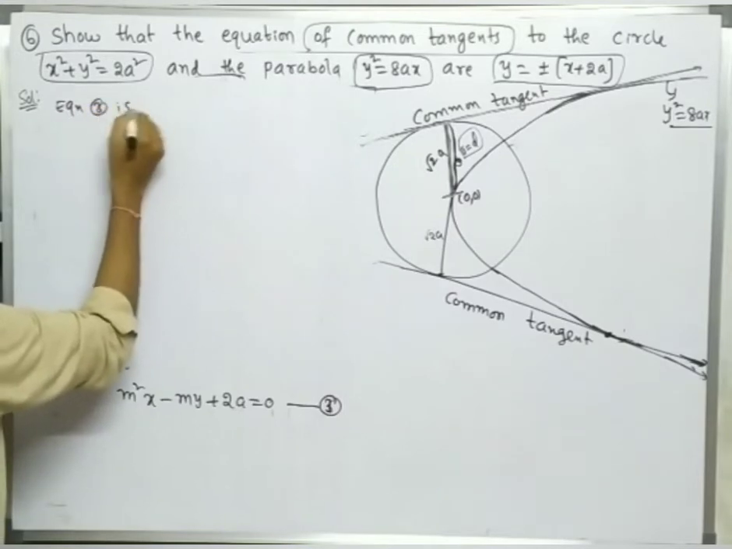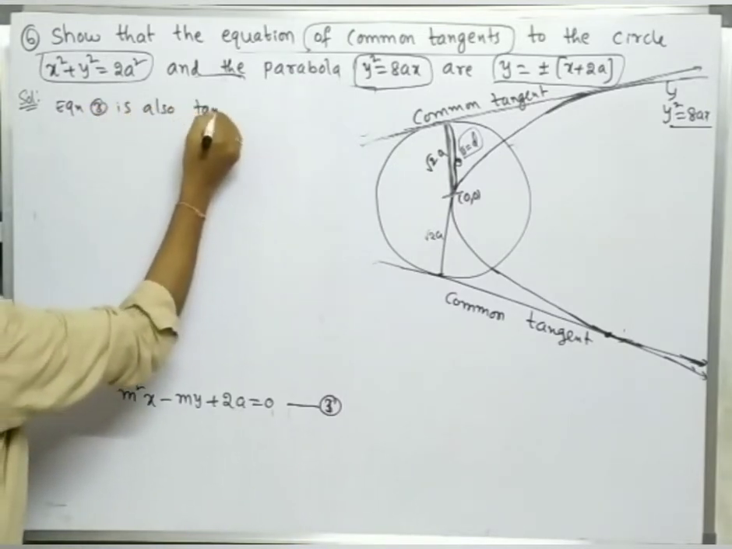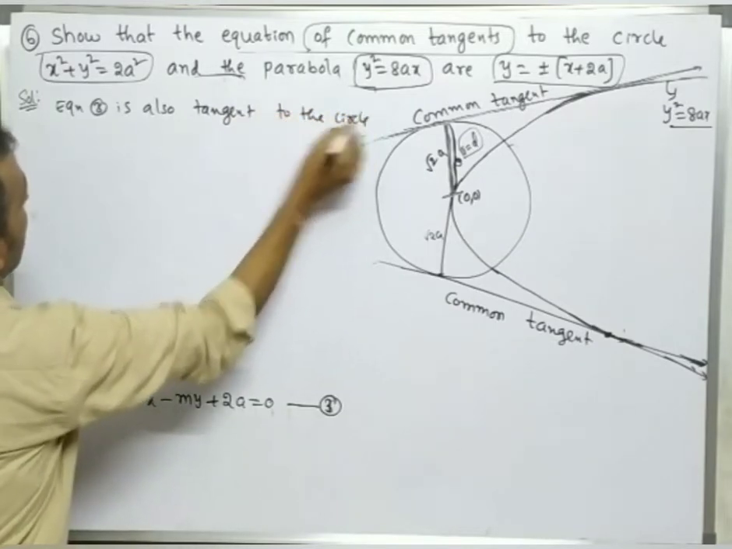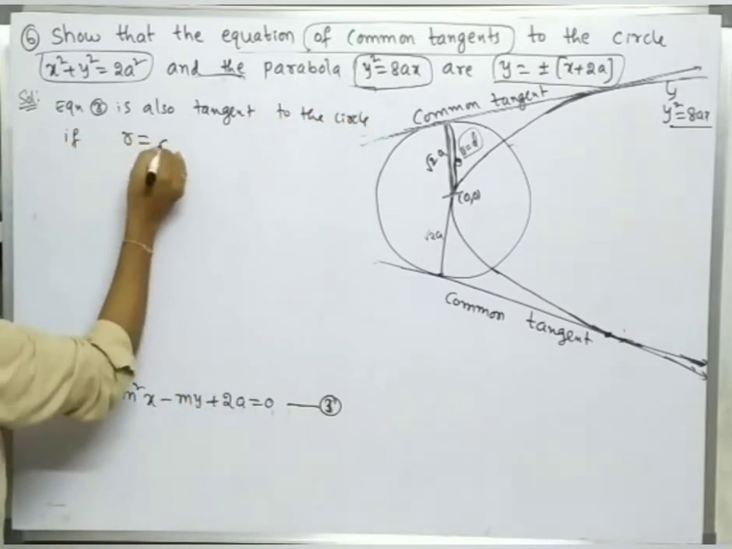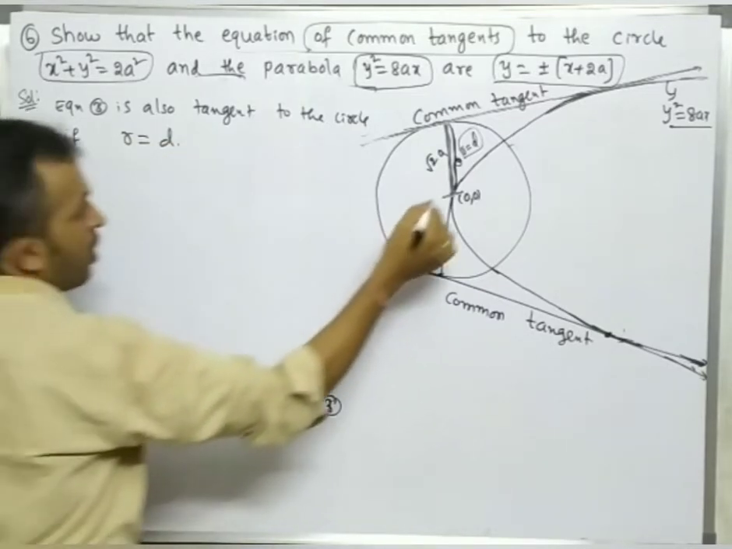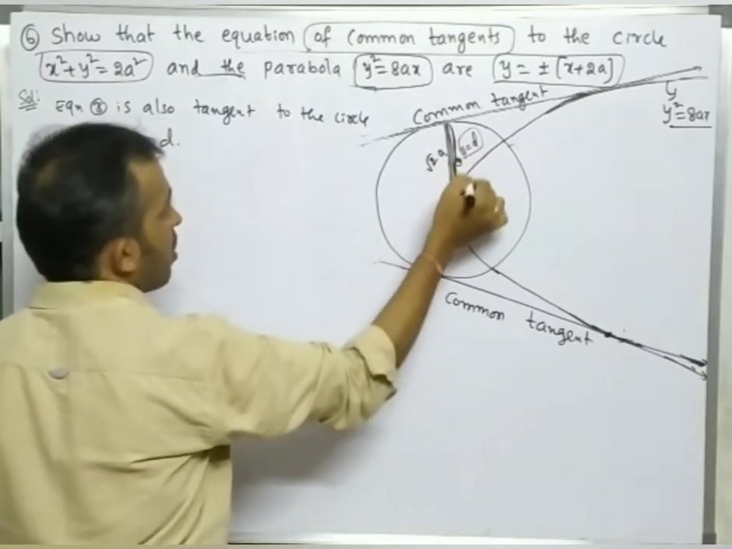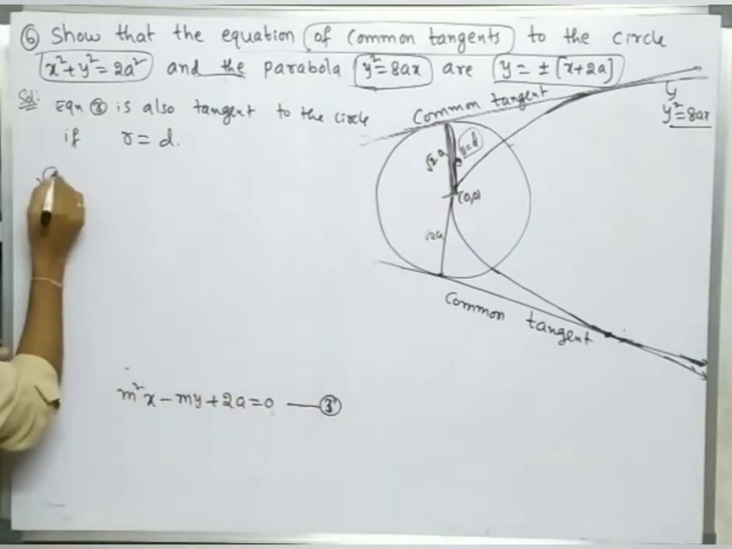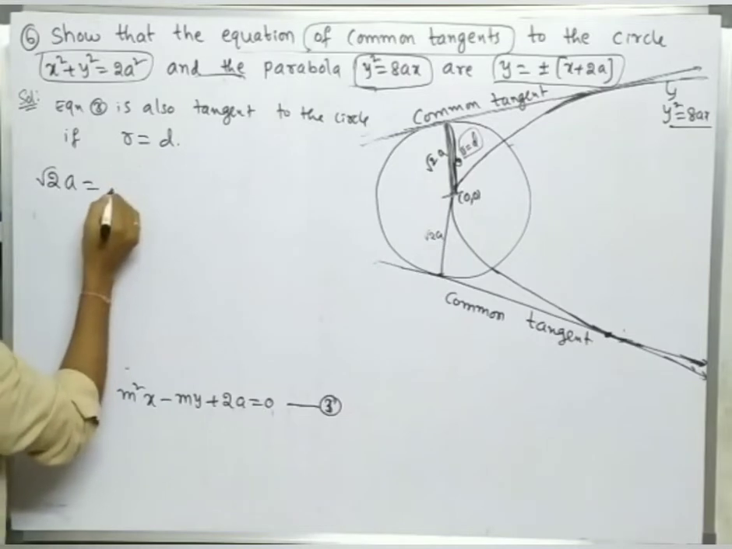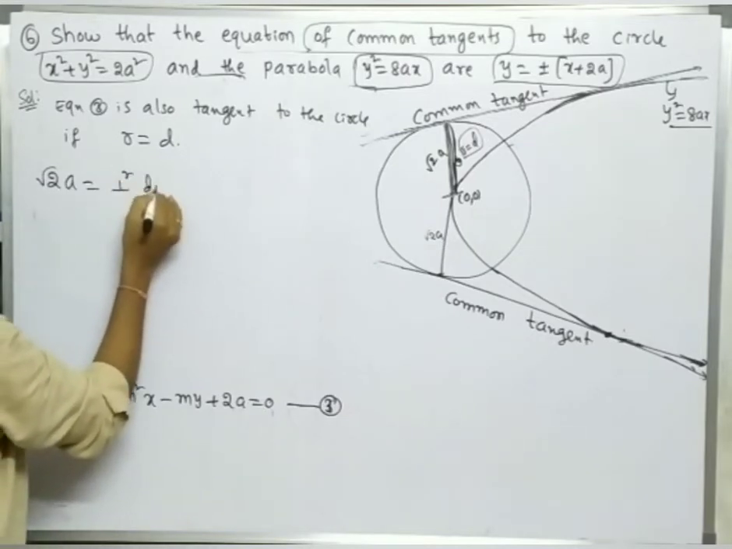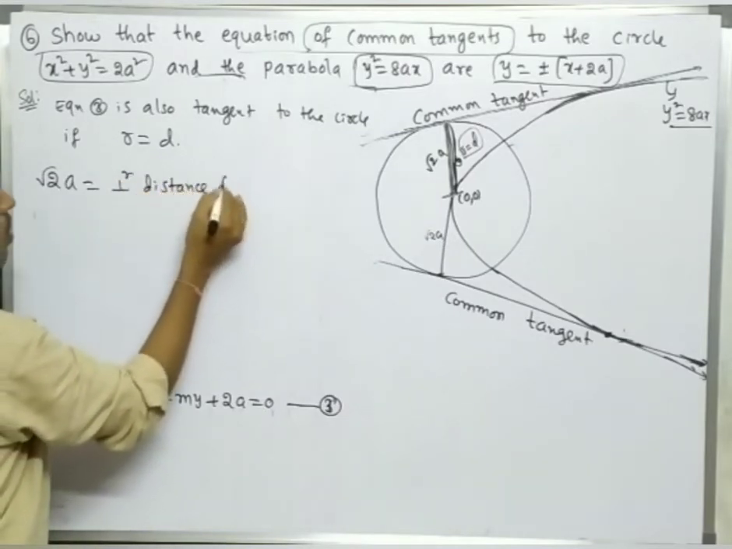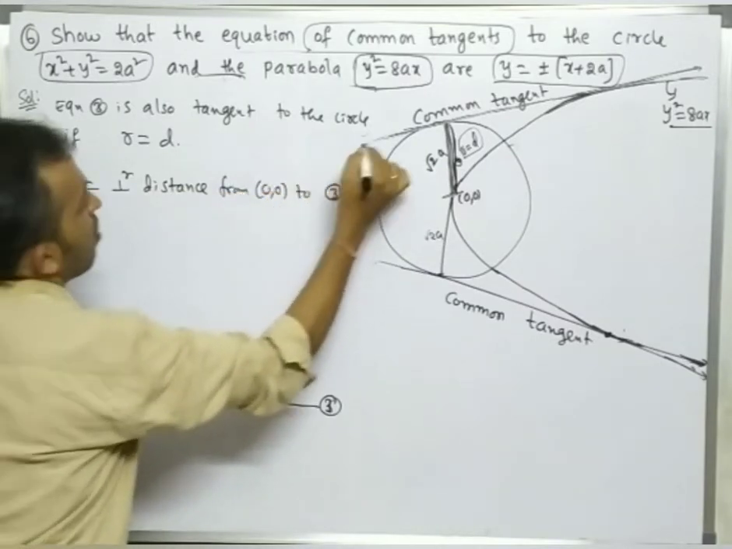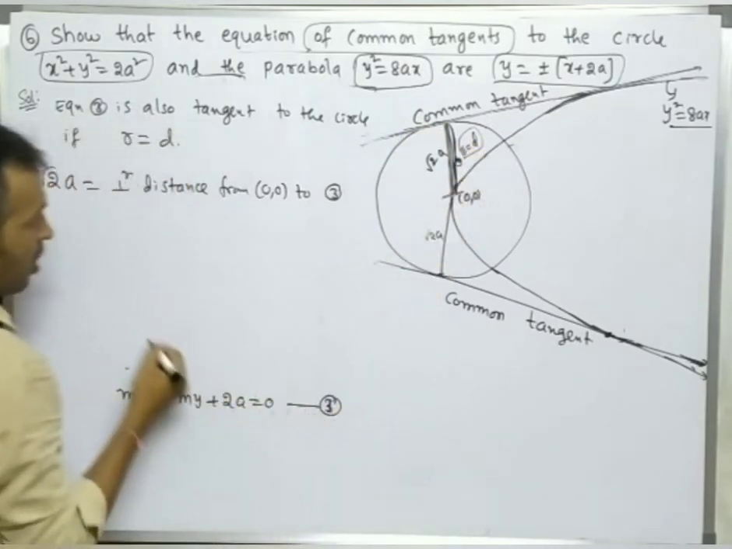Equation 3 is also tangent to the circle if r is equal to d. The radius is equal to the perpendicular distance from the origin. So what is the radius? Root 2a. Root 2a is equal to d. What is d? D means perpendicular distance, from the origin to equation 3. Equation 3 means tangent.